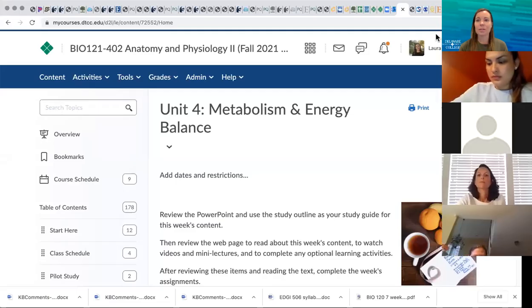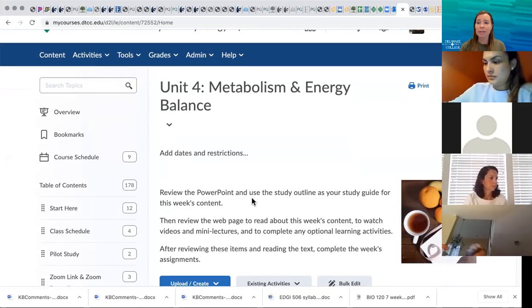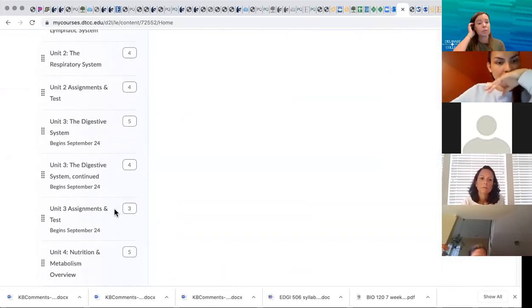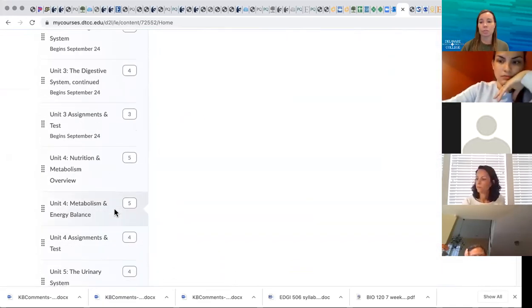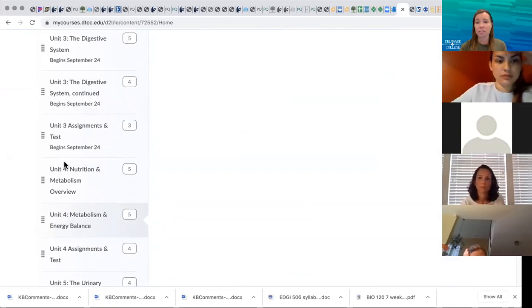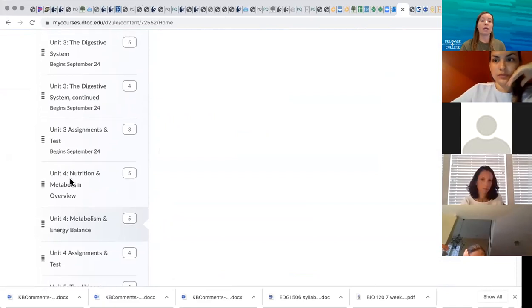Okay, so we are now recording. And this is just to show you guys what I've put into the Unit 4 folders. I just want to make sure that, just like usual, you know the resources that you have available to study from and that you should be using.